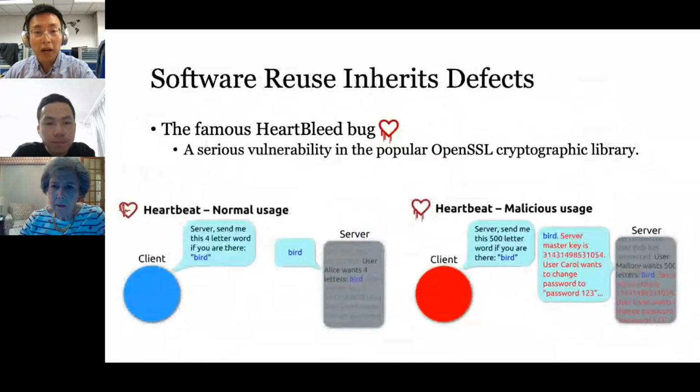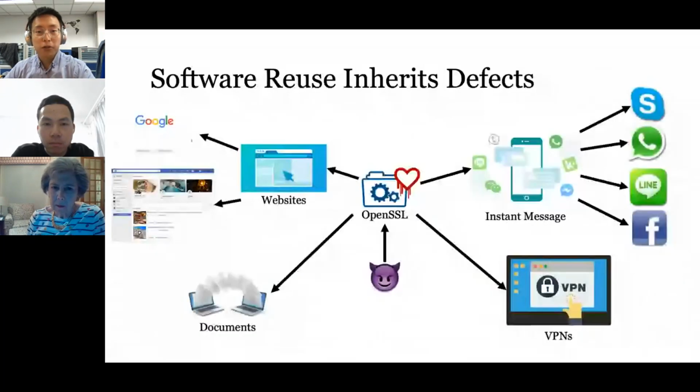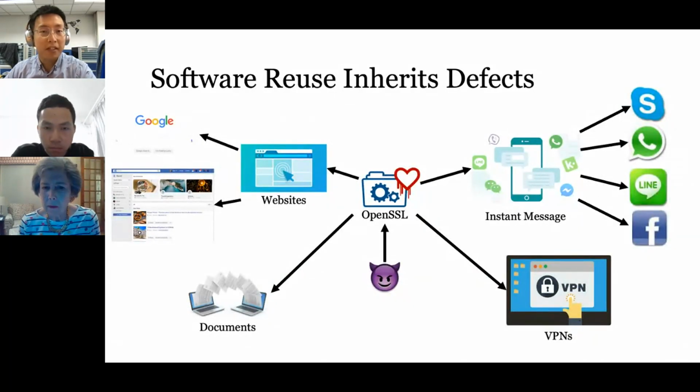However, despite the great convenience of the software reuse, the vulnerability propagation is one of the most concerning issues. One example is the famous Heartbleed bug in the OpenSSL library. Due to the wide usage of OpenSSL, the Heartbleed bug may threaten all SSL-based communication applications.